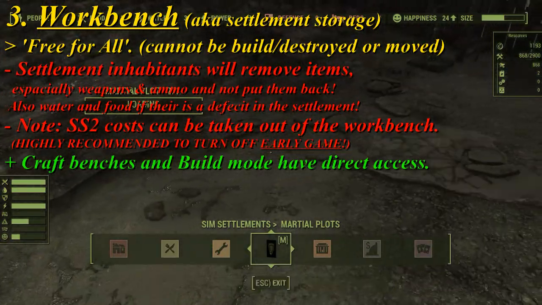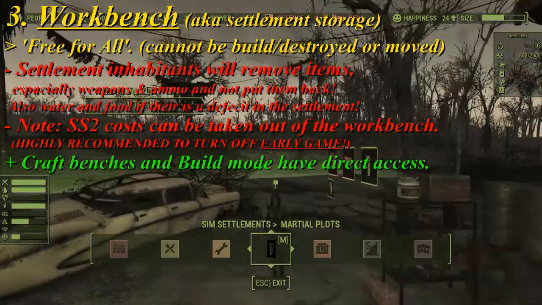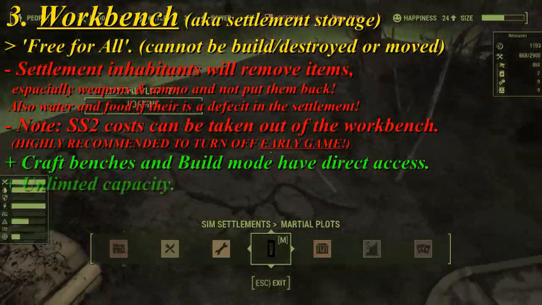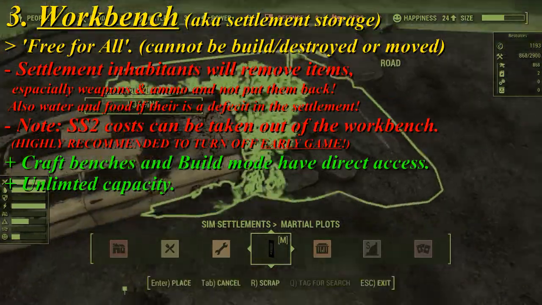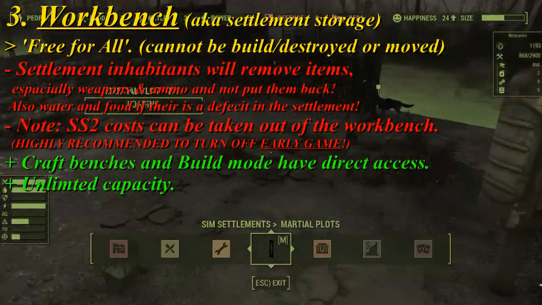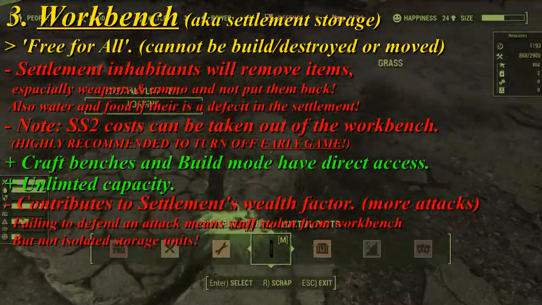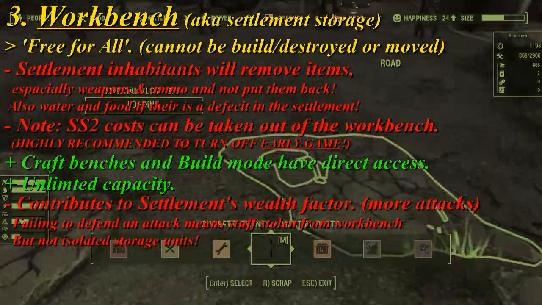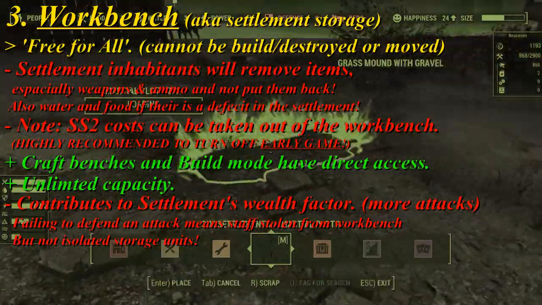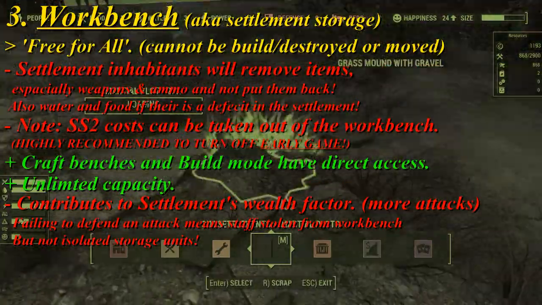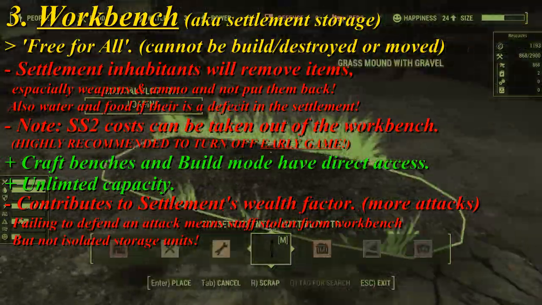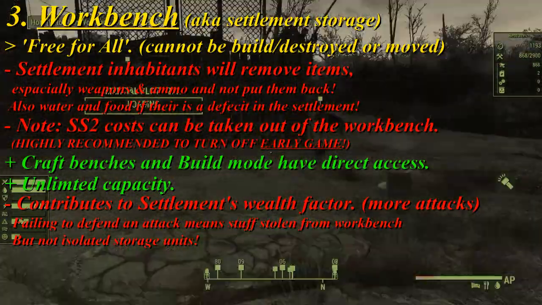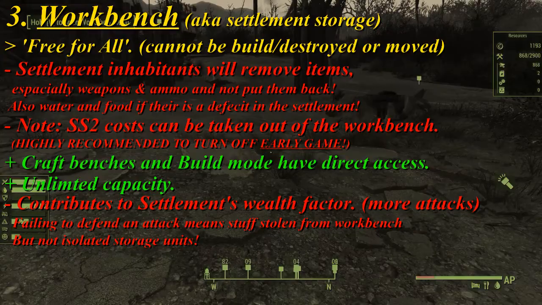What else? Right, another disbenefit of the workbench is, though it is unlimited in capacity, the more stuff you put in, the wealthier a settlement becomes. Yes, it is a hidden script under the hood, but the more stuff a settlement has in its workbench, mind you, not an isolated container, the richer a settlement becomes. Isolated container content does not contribute to this.